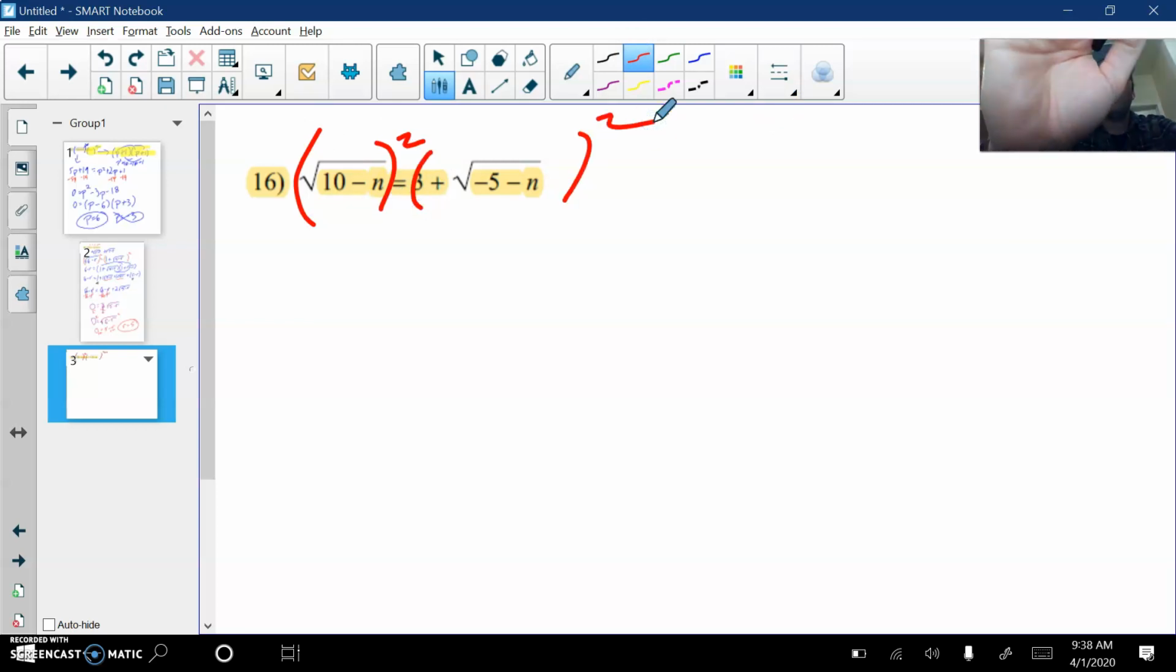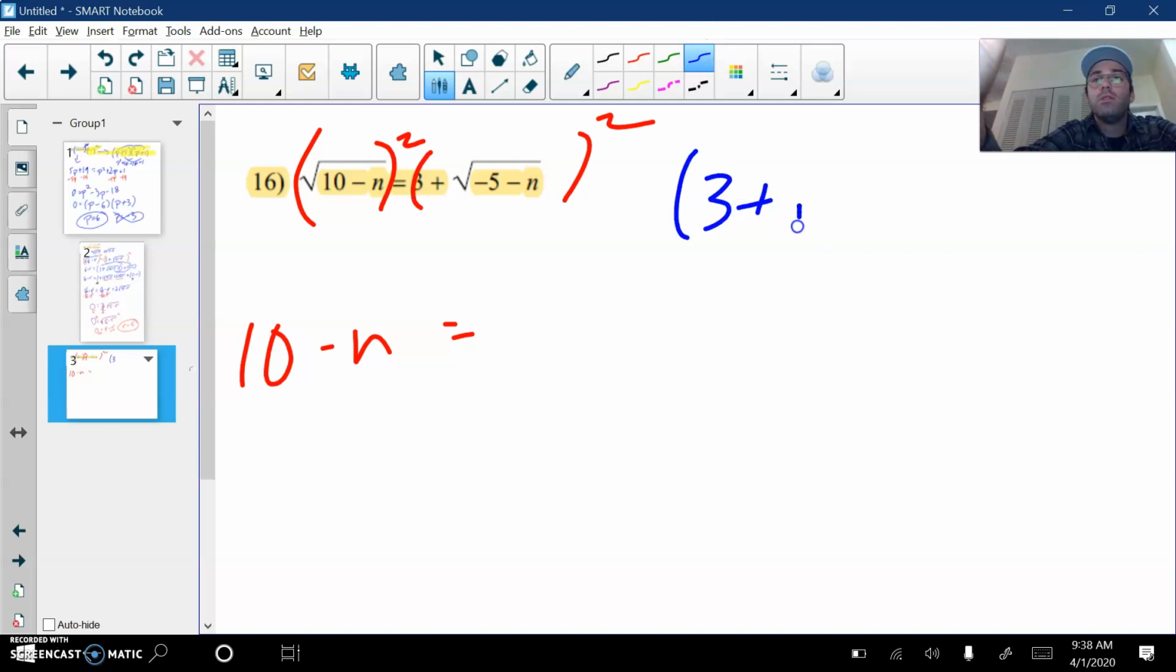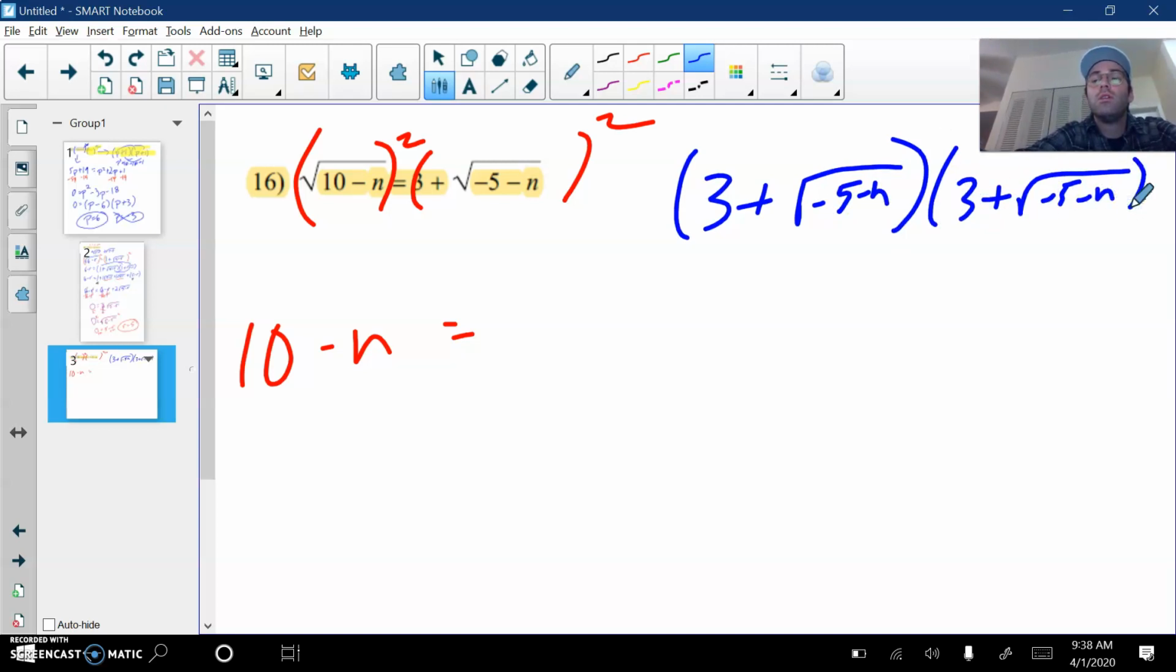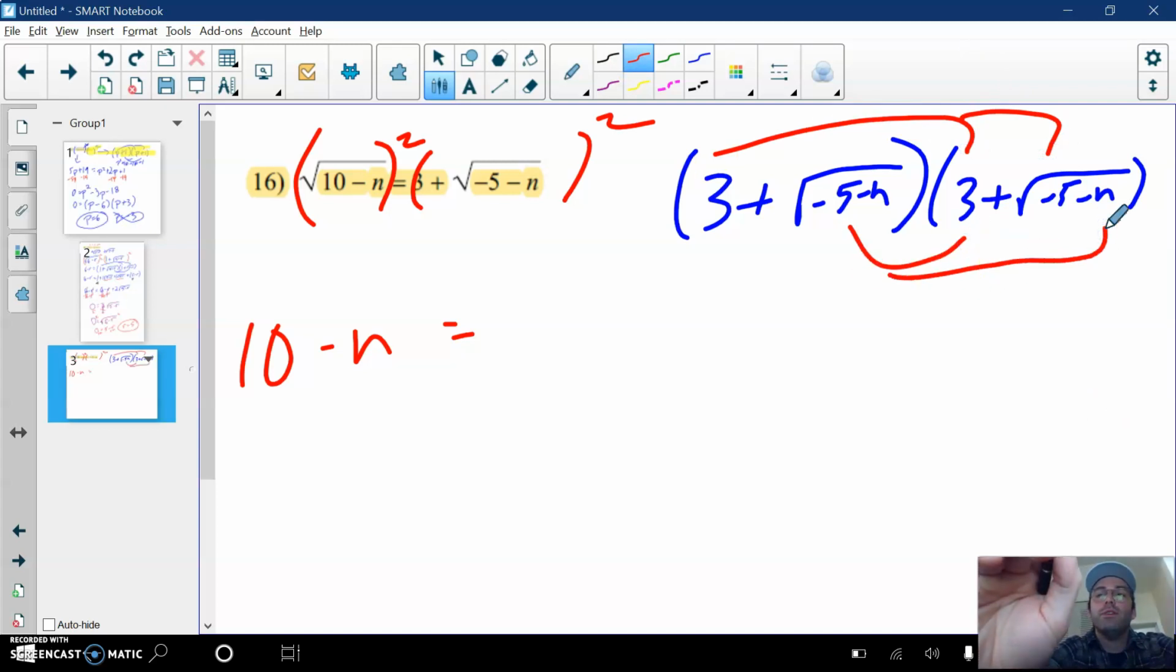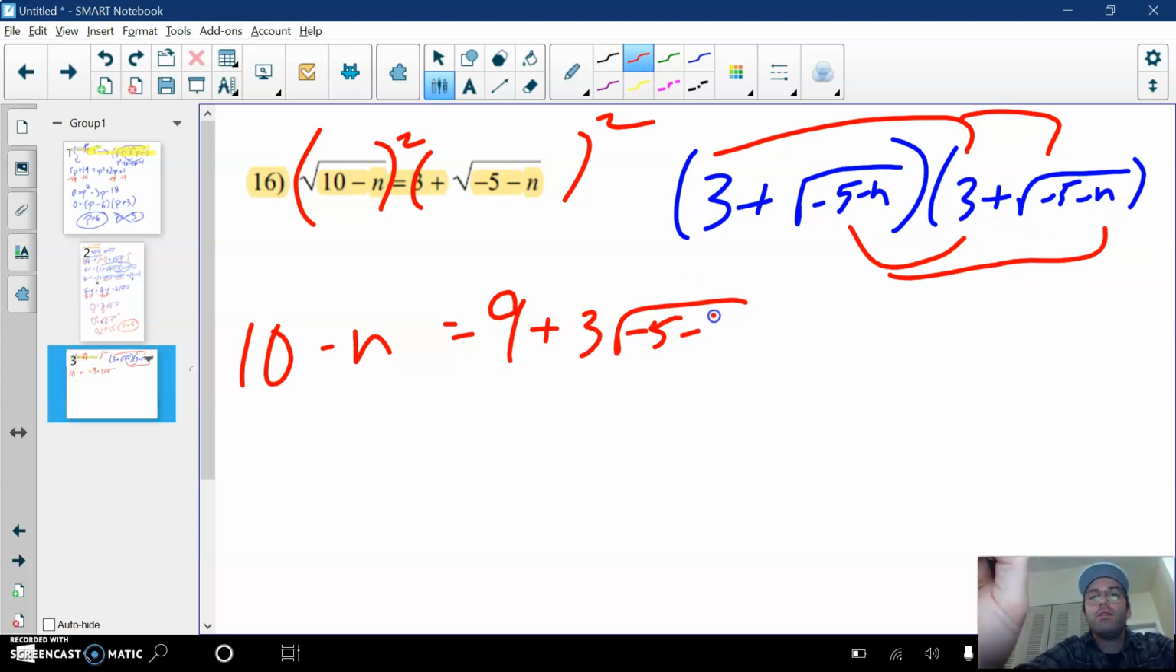Now, this just becomes 10 minus n, right? Remember, if I have a binomial squared, here's one term, here's one term, I have to write it out. I have to FOIL this one. Okay, just like that. So let's FOIL it. Plus this one being FOILed. That's an n, sorry.